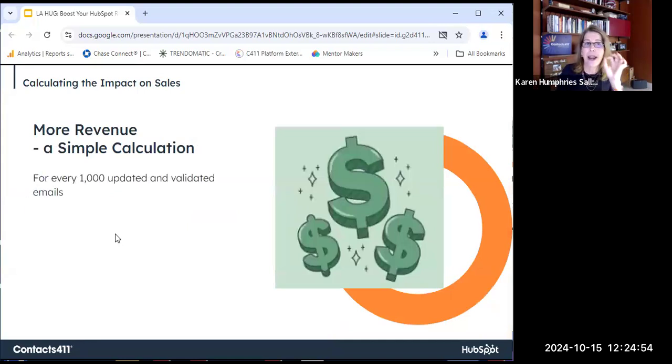Okay, so for every 1,000 updated and validated emails, let's calculate how much more revenue you could be reaching. So I saw in the chat, somebody was saying they deleted those. Well, what would happen if you didn't delete them and we were actually able to update them and get you new emails and you could communicate? So I just picked 1,000 because I did. All right. Emails, overall 0.6% response rate. Okay, that's the standard number. All of you probably have a different number. You want to know what it is, you should know what it is.